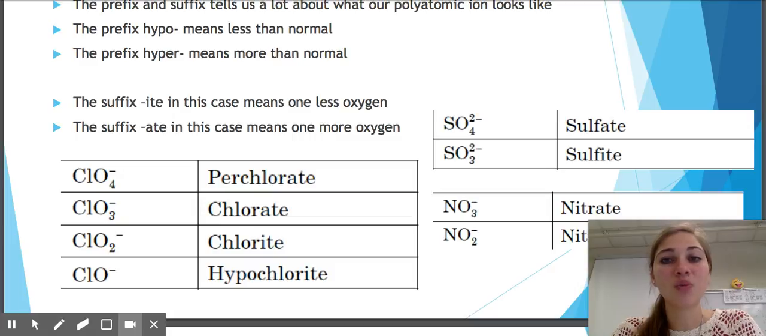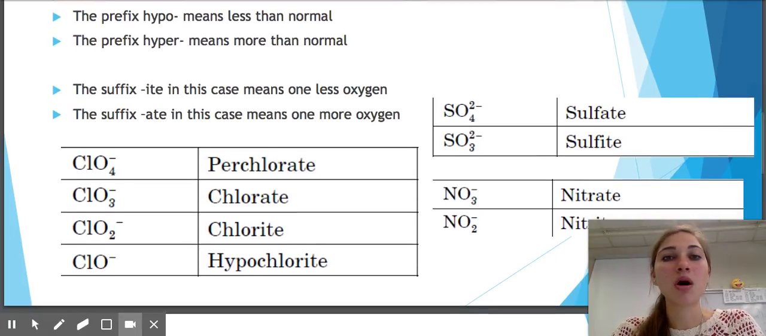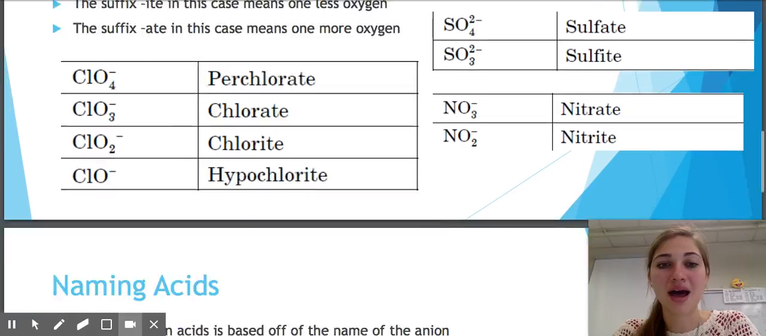You need to know what these mean. So if I give you SO3 minus 2, you have to be able to say that that's sulfite. Or if I give you the SO2 minus 2, you have to be able to tell me that that is hyposulfite. So, you always will have your list of polyatomic ions that you can use, but they may not always be on there. So you have to know how to change it. And again, this chlorate series will really help you with that.